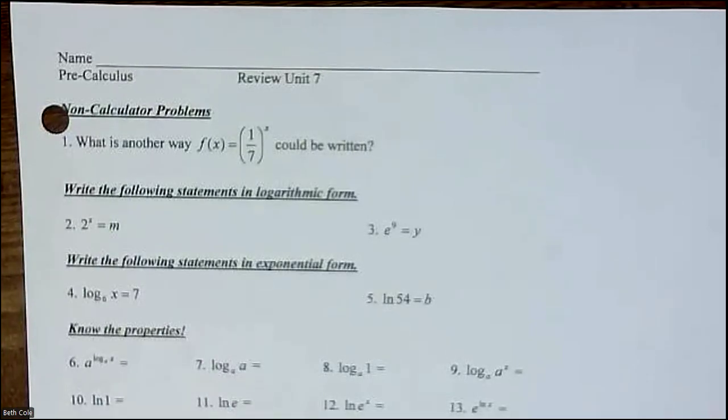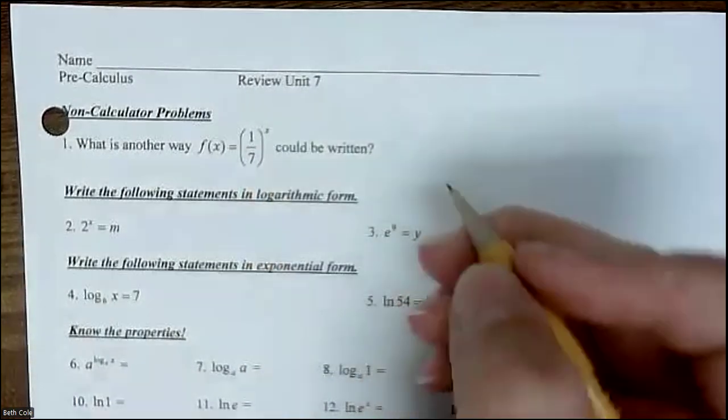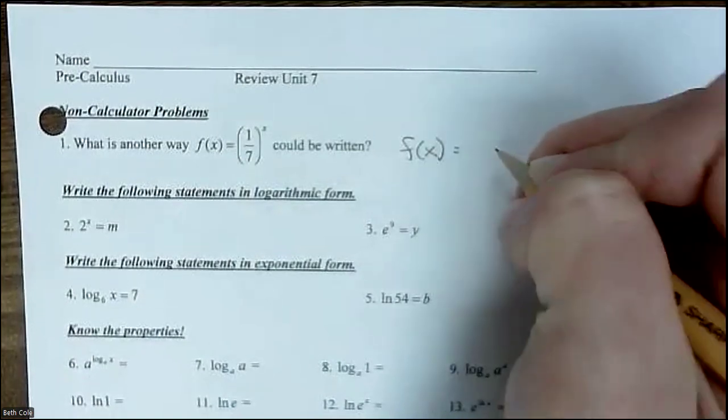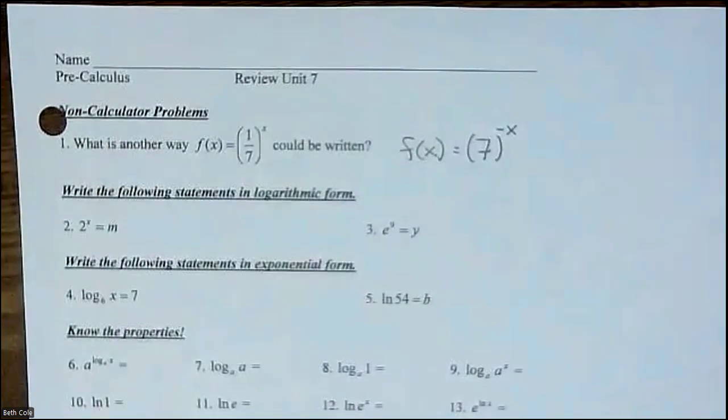All right, what is another way that f of x equals 1/7 to the x could be written? Well, if you don't want it to be a fraction, what you can do is flip it. So it would be just a 7, and then you can make the exponent negative.